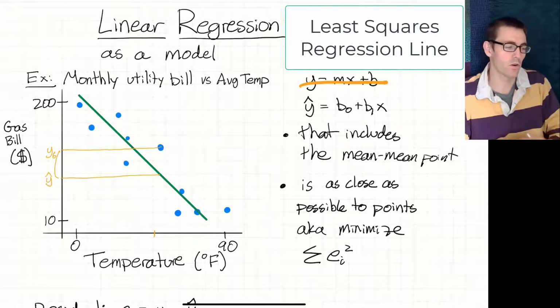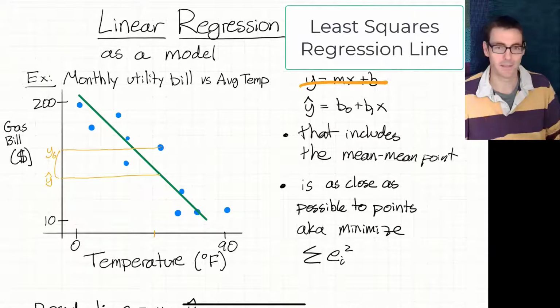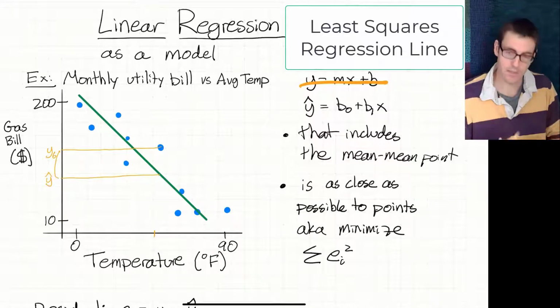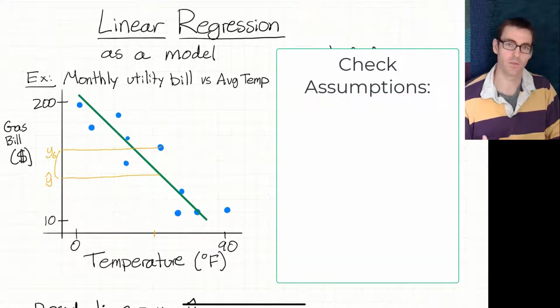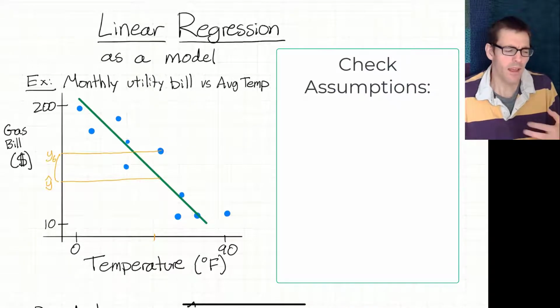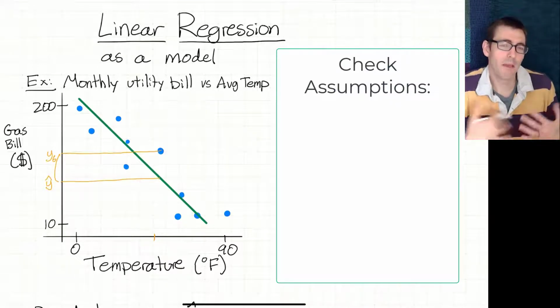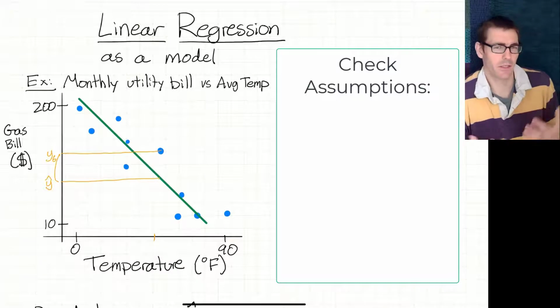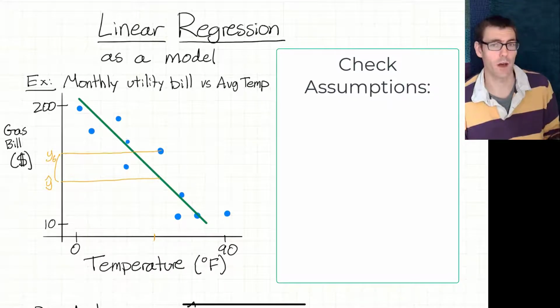So in the future, I'll probably often call it the least squares regression line. This is why, because what it does is it minimizes the squares of the residuals. There's one last thing that we need to check before we actually calculate one of these, and that's that we need to make sure that our data set is actually conducive to a linear model.